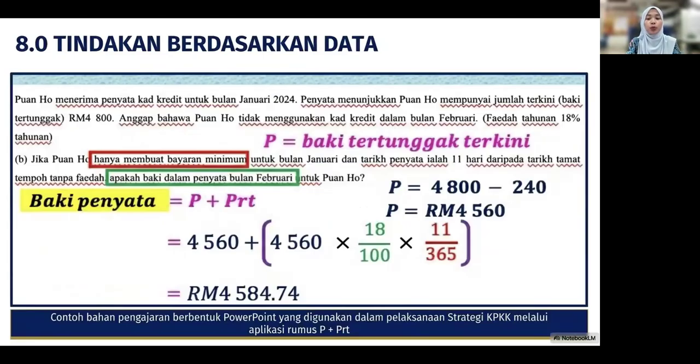Now, I would like to show one of the teaching slides that I use in my classroom. Instead of asking students to memorize the solution, I first guided them to identify the keywords in the question. Students identify the principal or P, the interest rate R, and the time or T. Then they directly apply the formula P plus PRT to calculate the outstanding balance. This simple strategy helps students understand the concept and make the calculation easier and more systematic.